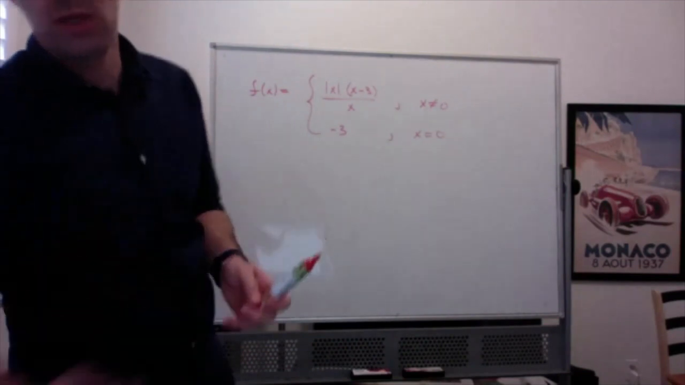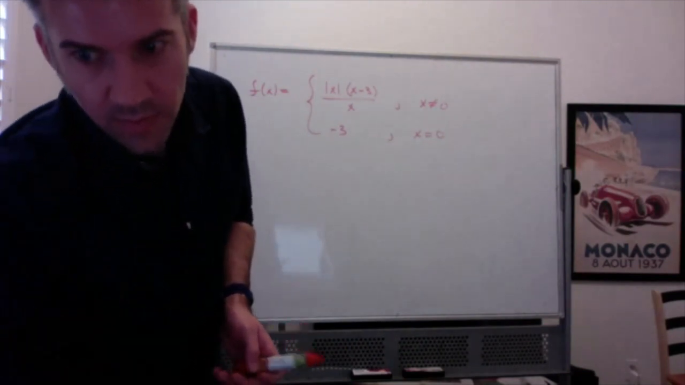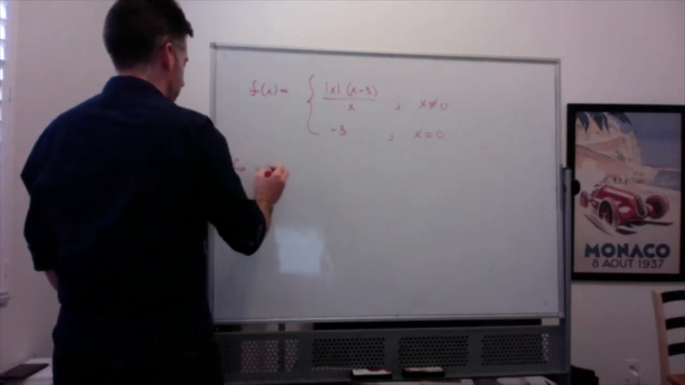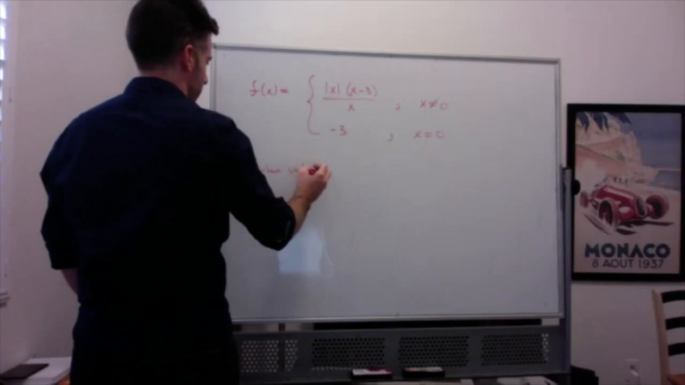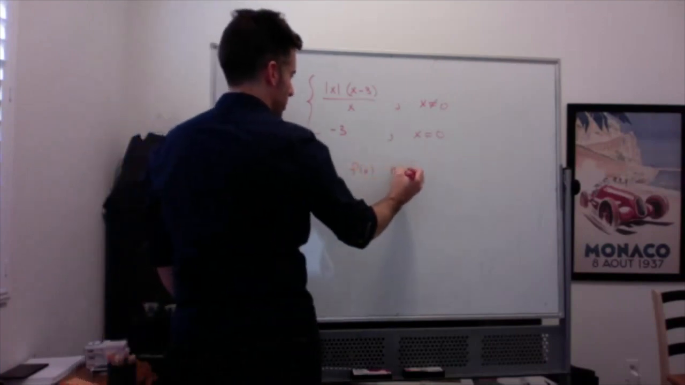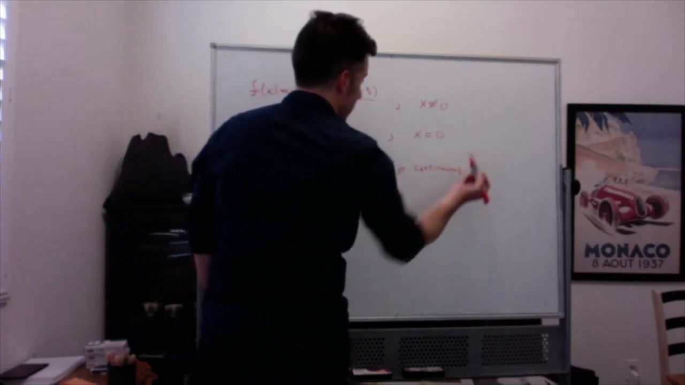So, for what values is f of x not continuous, if any?